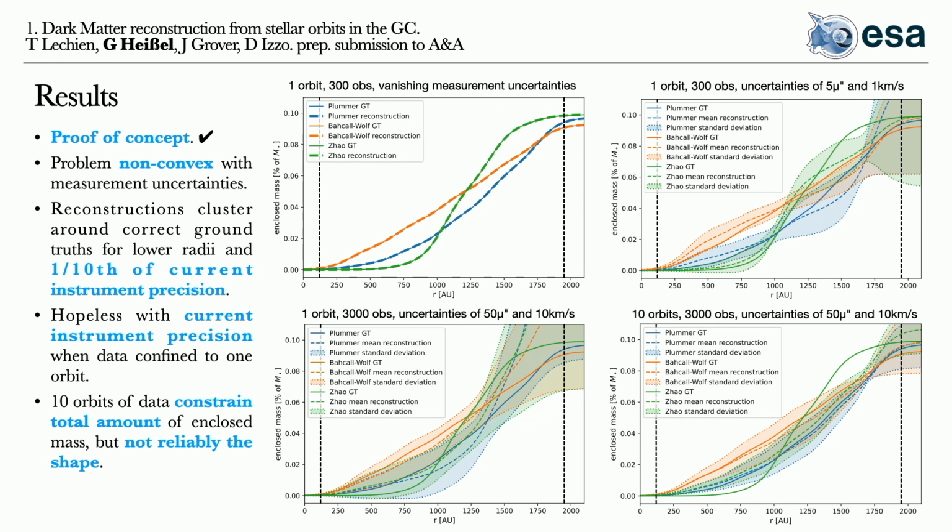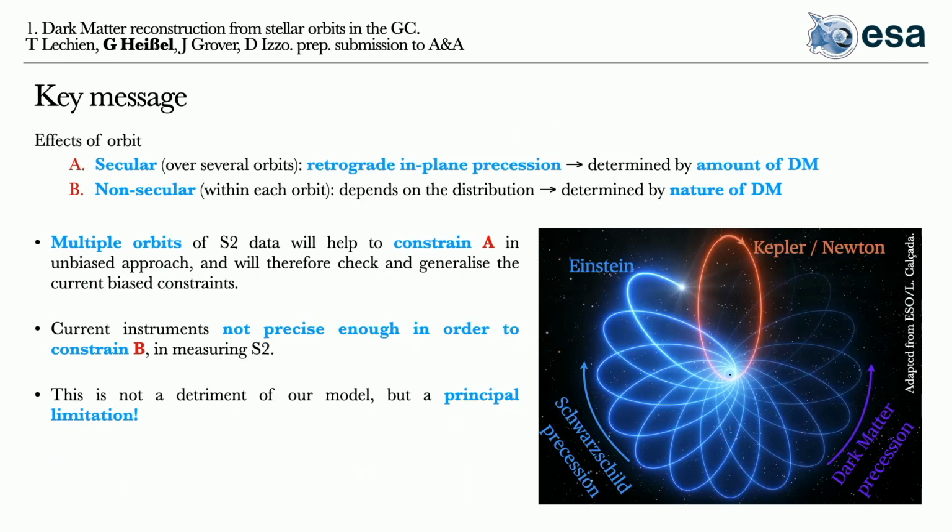We have more plots. I don't have all here. But if you would ramp up more observations, of course, you would get more and more accurate here. But the bottom line is with current instrument precision, and we have to think one orbit is 16 years, 10 orbits is 160 years, with current instrument precision, it's hopeless to really distinguish. And our key claim is that this is not a detriment of our model, but this shows that it's not possible. Unfortunately, we have to put in physical assumptions of the dark matter distribution. We cannot, at the moment, with current instruments, have an unbiased approach. Okay. Thank you very much.